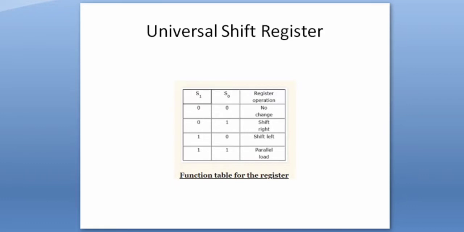So 0 0 means there won't be any change here. The previous output will be there, and we are going to take the previous output here. 0 1 means we are going to do the shift right. 1 0 means we are going to do the shift left, and 1 1 means we are going to use it for the parallel data.